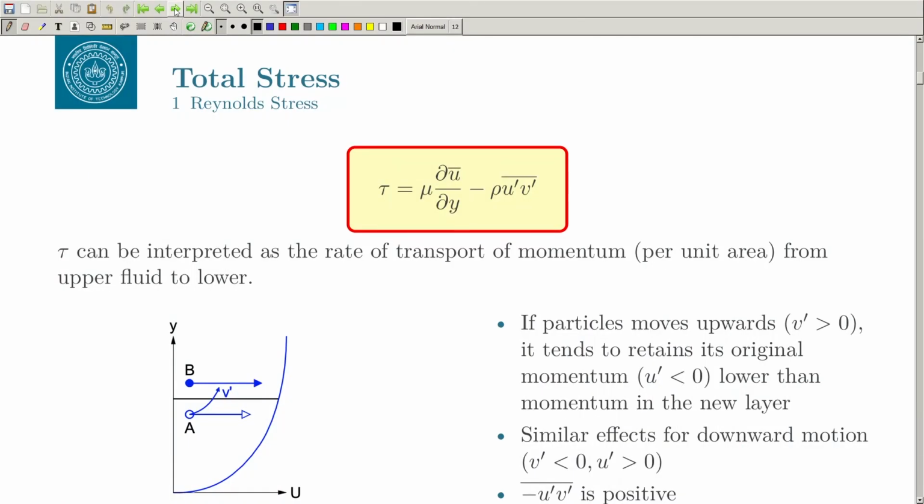So, we had discussed that the stress can now be written as the summation of both the viscous stress, which is mu del u bar by del y, and a turbulent stress which is given by minus rho u prime v prime bar. So, let us discuss a little bit more about this Reynolds stress before we go to the compressible RANS equations.